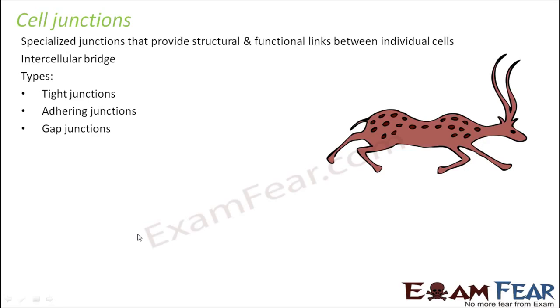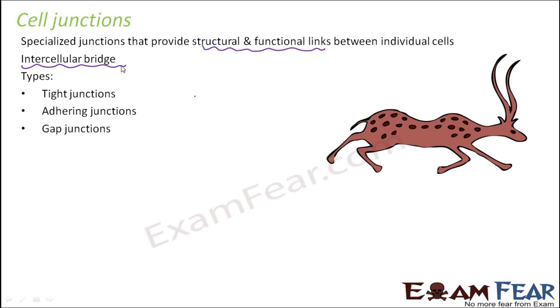So the epithelial cells are very tightly connected to each other with the help of junctions. These junctions are called cell junctions. Now we will be discussing cell junctions in detail because there are many different types of cell junctions. So what are cell junctions? These are specialized junctions that provide structural and functional links between individual cells. So structurally as well as functionally, it basically acts as a bridge between two cells. So we can call it an intercellular bridge. So a cell junction is nothing but an intercellular bridge.